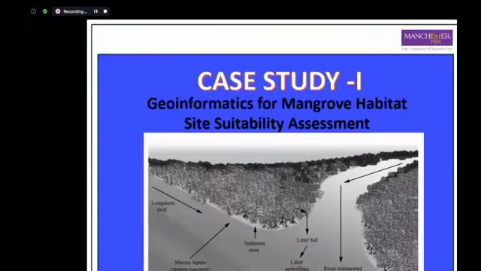Okay, now I have completed the applications part, and now I'm coming to the case studies. I have 5 case studies, and all 5 are from my research papers. The first case study is Geoinformatics for mangrove habitat site suitability.